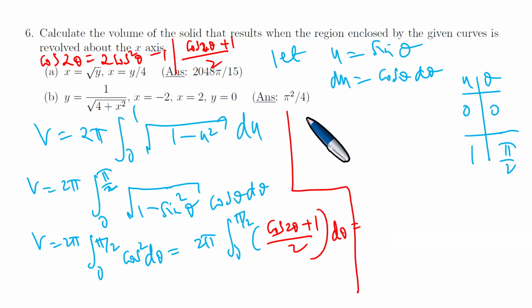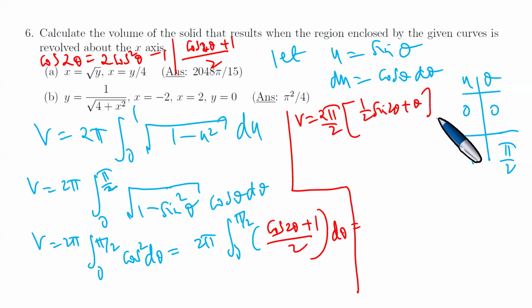Let us do this. The volume is given by 2 pi, but there's a 1 over 2 there, and you integrate. The integral of cosine 2 theta plus 1 becomes 1/2 sine 2 theta plus theta. You integrate from 0 to pi over 2 radians. Pi, then you have 1/2 the sine of pi.